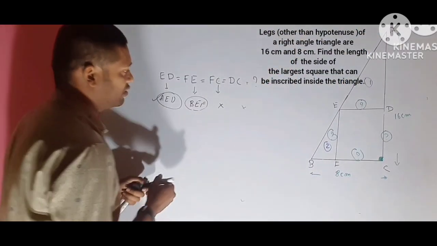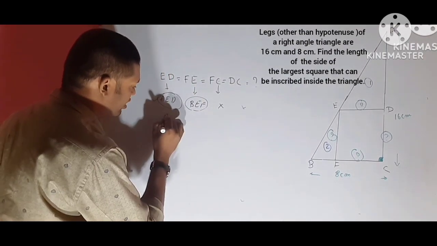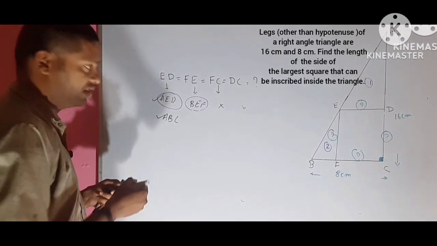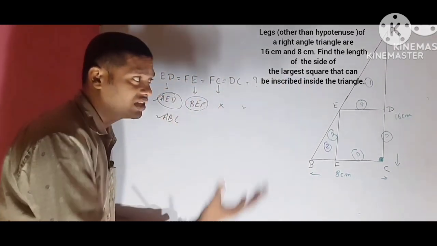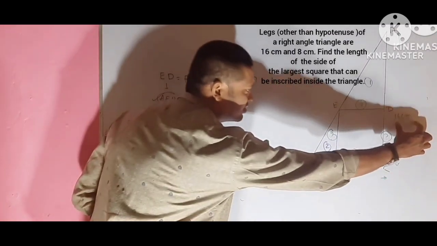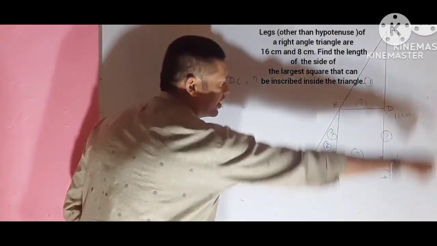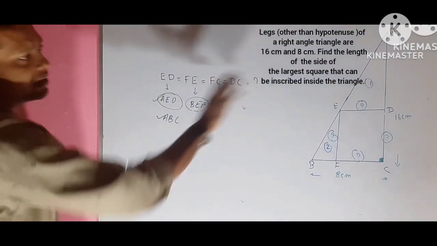Why? A, B, C. So I will consider A, B and C as one triangle, and consider this one as another triangle, because from the values we have used till now, what is given, from there we used to get something. So given is 16, given is 8. It is coming in the big triangle, that is ABC. So I will consider the big triangle ABC.